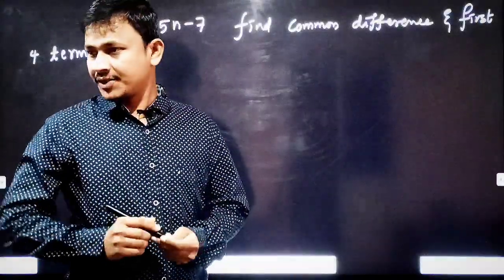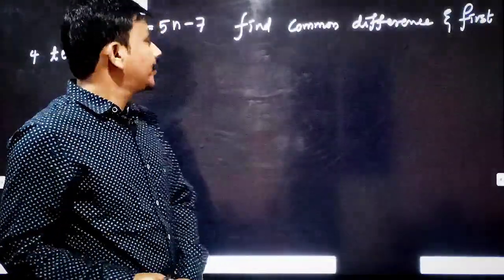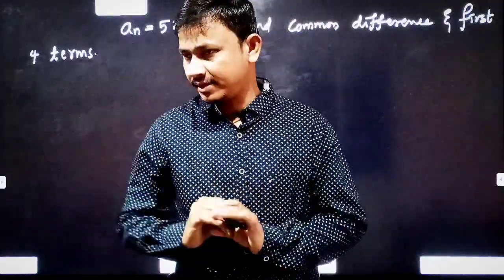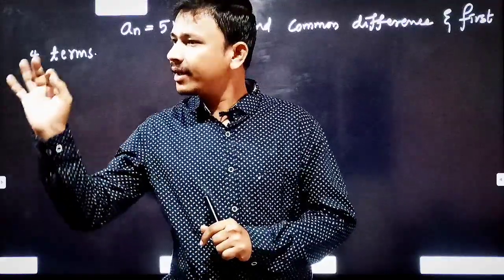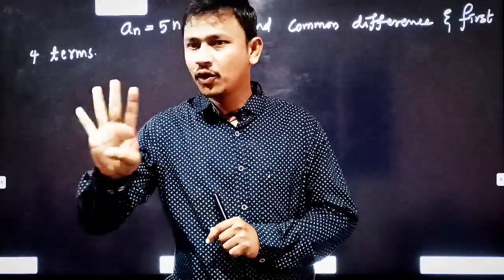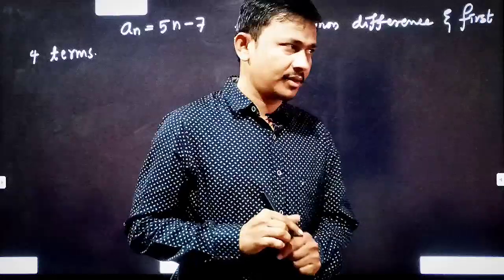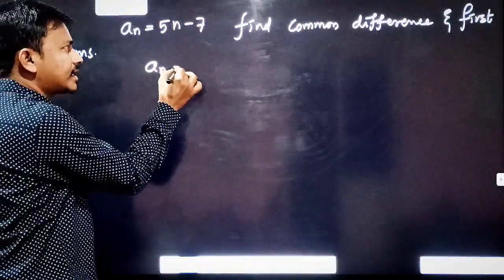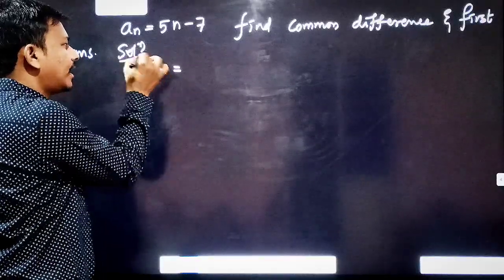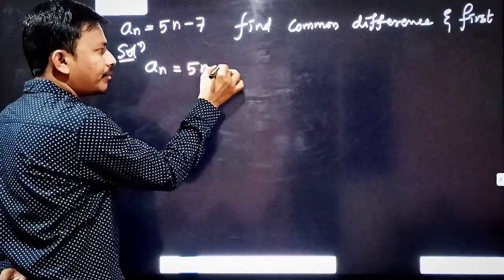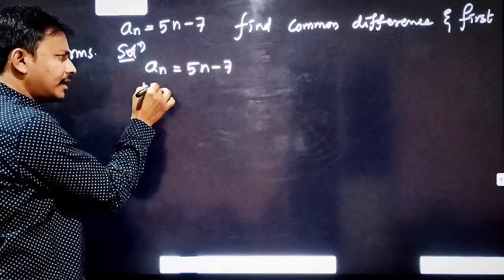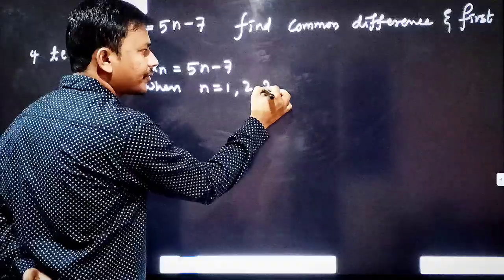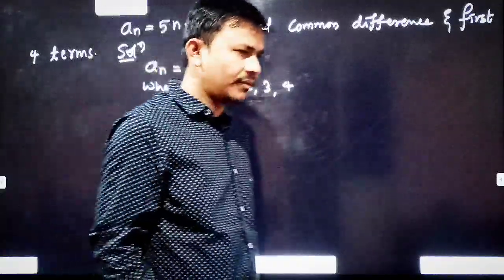One application level question. What is the question here? If an is equal to 5n minus 7, what we need to find out? Common difference and first 4 terms. Correct? For the first 4 terms, they have given already an value. This is the solution: an is equal to 5n minus 7. When n is equal to 1, 2, 3 and 4, then what will we get?